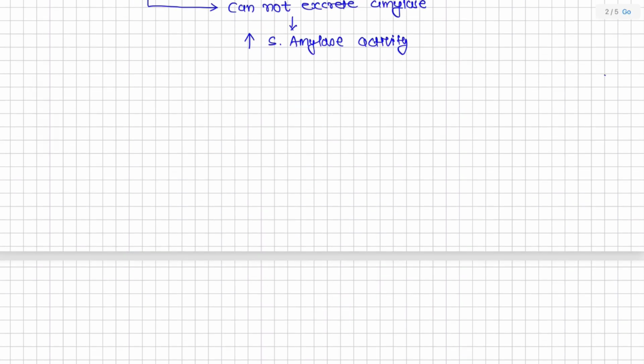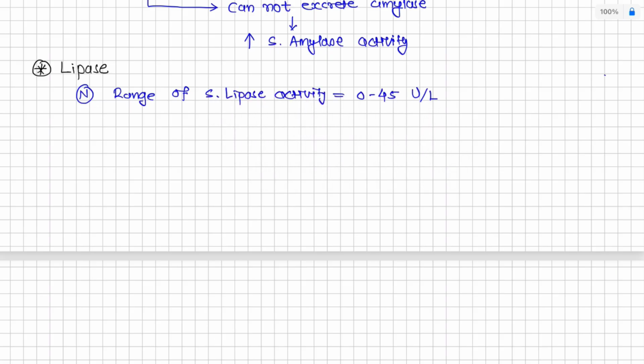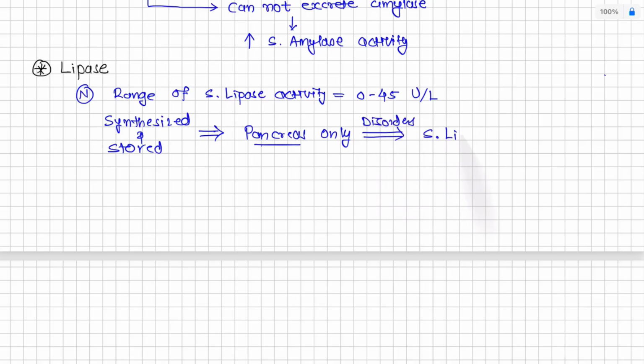Now let's discuss lipase. This enzyme is closely related to amylase. The normal range of serum lipase activity is 0 to 45 units per liter. Lipase is primarily synthesized and stored in the cells of pancreas only. So, in case of pancreatic disorders only, serum lipase activity is increased. So, we can consider lipase to be highly specific for pancreatic disorders.